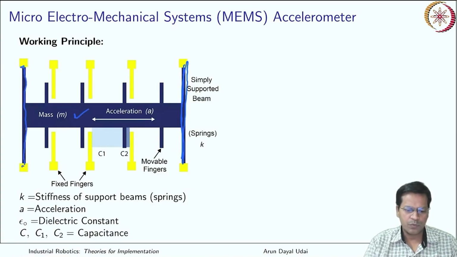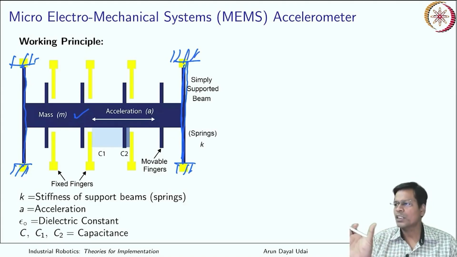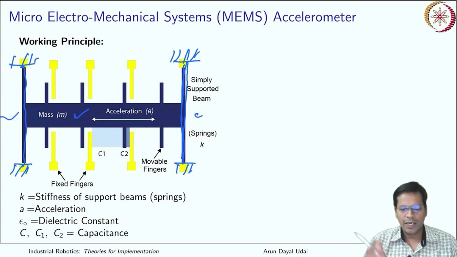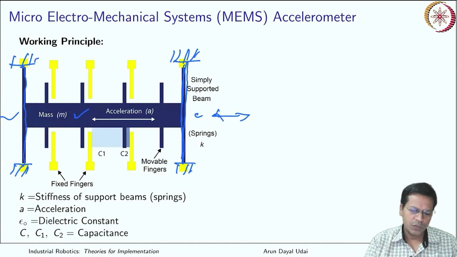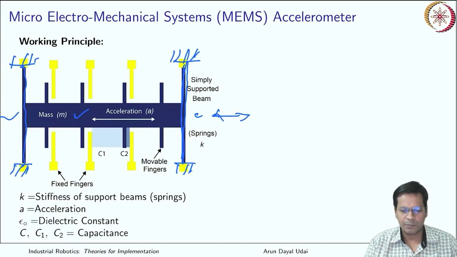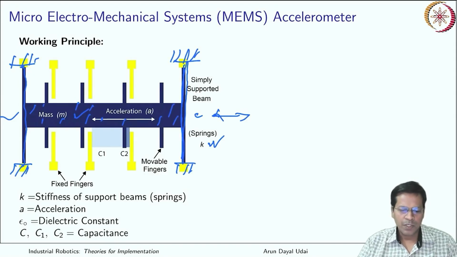There are two beams which are fixed here, and two beams fixed here. I hope you can understand the structure. A mass is suspended like a simply supported beam at two ends, and it can oscillate. If you give a longitudinal oscillation like this, it will oscillate. These beams are like springs with stiffness K. This mass is known as a proof mass, of mass M, let us say.